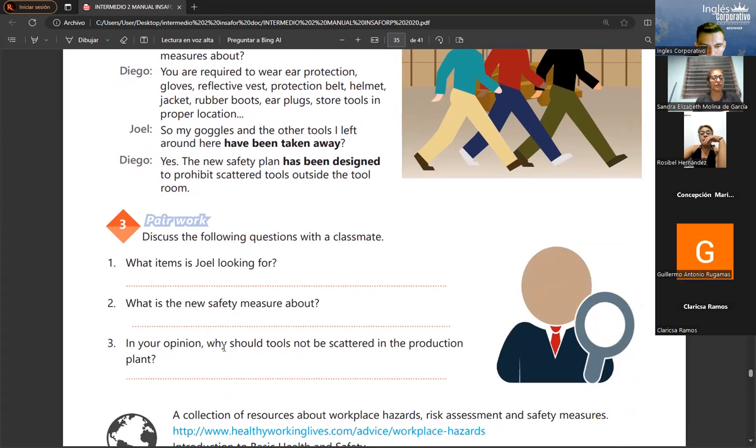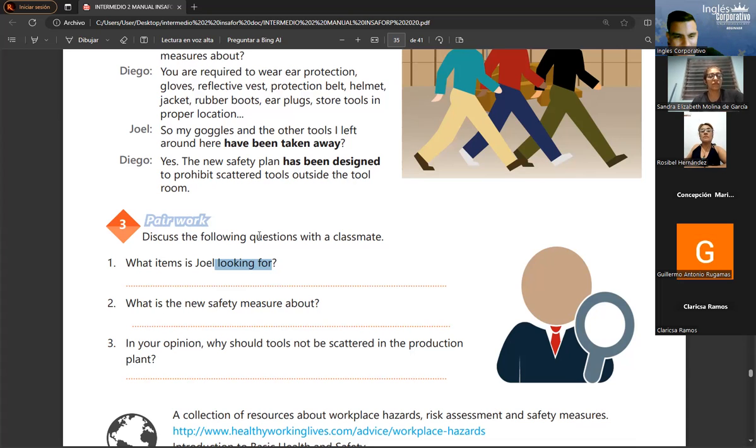Good. Okay. What items? Así que en español decimos ítems, ¿verdad? Pero acá es items. What items is Joel looking for? Do you know what look for is? ¿Saben qué significa look for? Buscando, okay. For example, estoy buscando mi celular. I'm looking for my cell phone. I'm looking for my soulmate. Ah, ¿saben qué es soulmate? Como mi alma gemela.